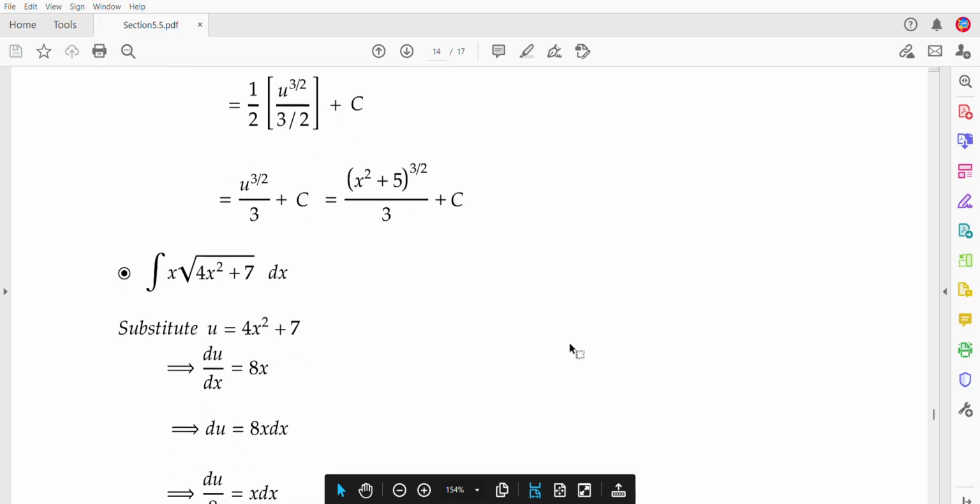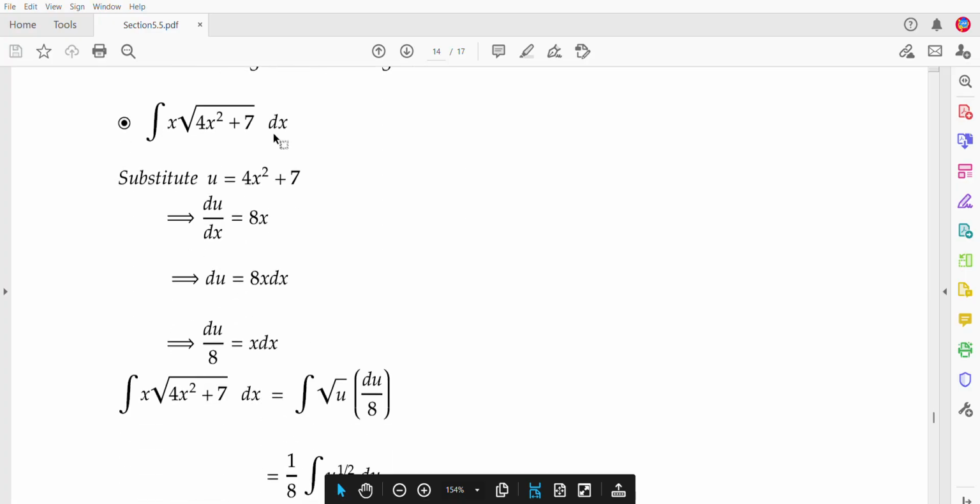Try one more question. Integral x square root 4x squared plus 7 dx. Same story. Call that u. u equals 4x squared plus 7. The derivative of u is 8x. du is 8x dx. So x dx is du over 8.